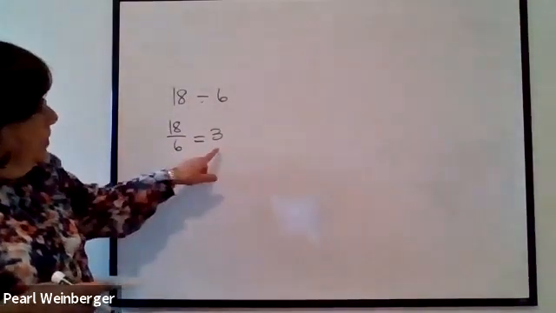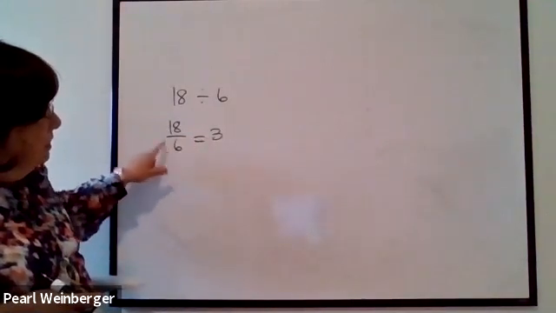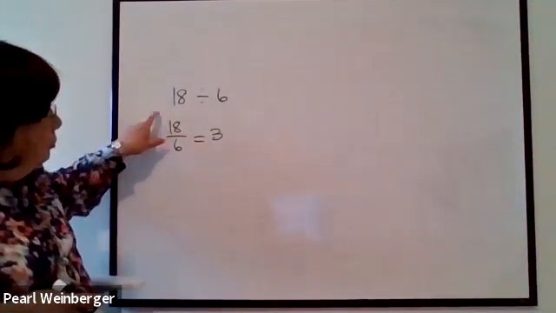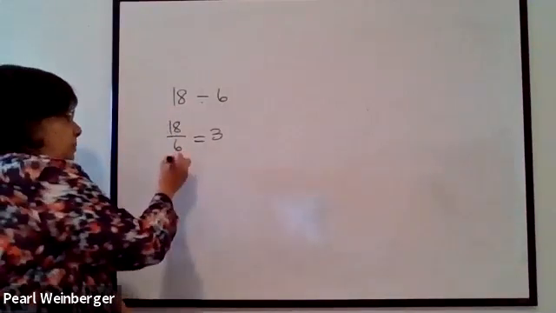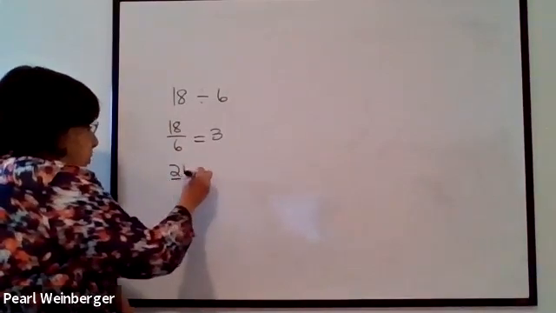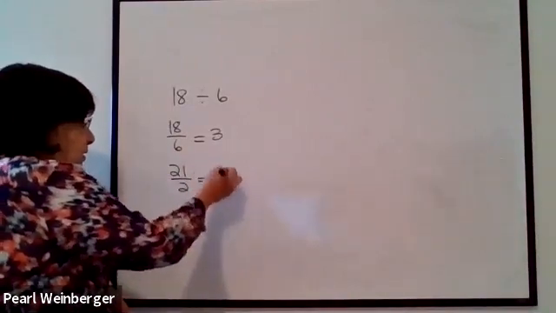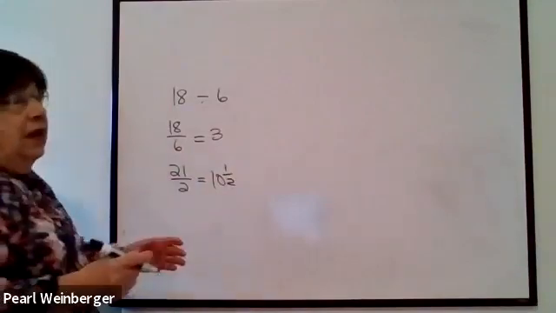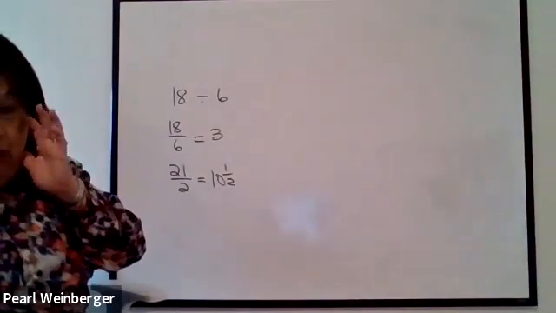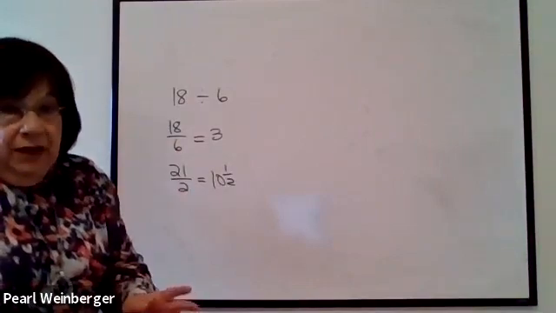When the answer comes out to be a whole number, we say that 6 is a factor of 18 because it divides evenly into 18. Though I could have something like 21 divided by 2. If I stick it into my calculator, I get 10 and a half. 2 is not a factor of 21. Sometimes we even leave our answer 21 over 2. It can't be simplified any further.